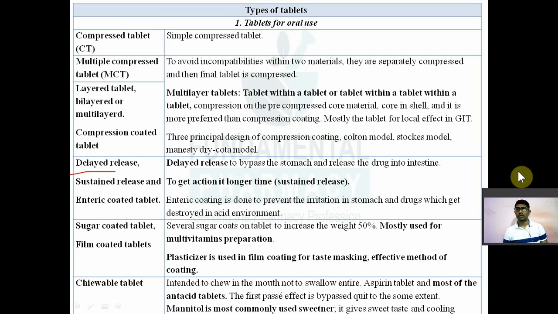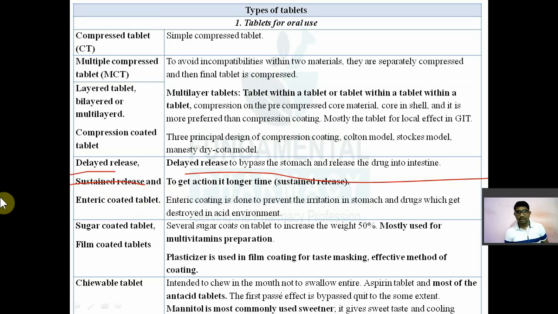If you don't want the drug to be released in the stomach, because your drug is degraded by gastric acid, you will have to formulate that drug in either an enteric coated tablet or a delayed release tablet. So what does delayed release mean? The time is delayed. A normal tablet breaks in 30 minutes and releases the drug, but delayed release will take 45-60 minutes.